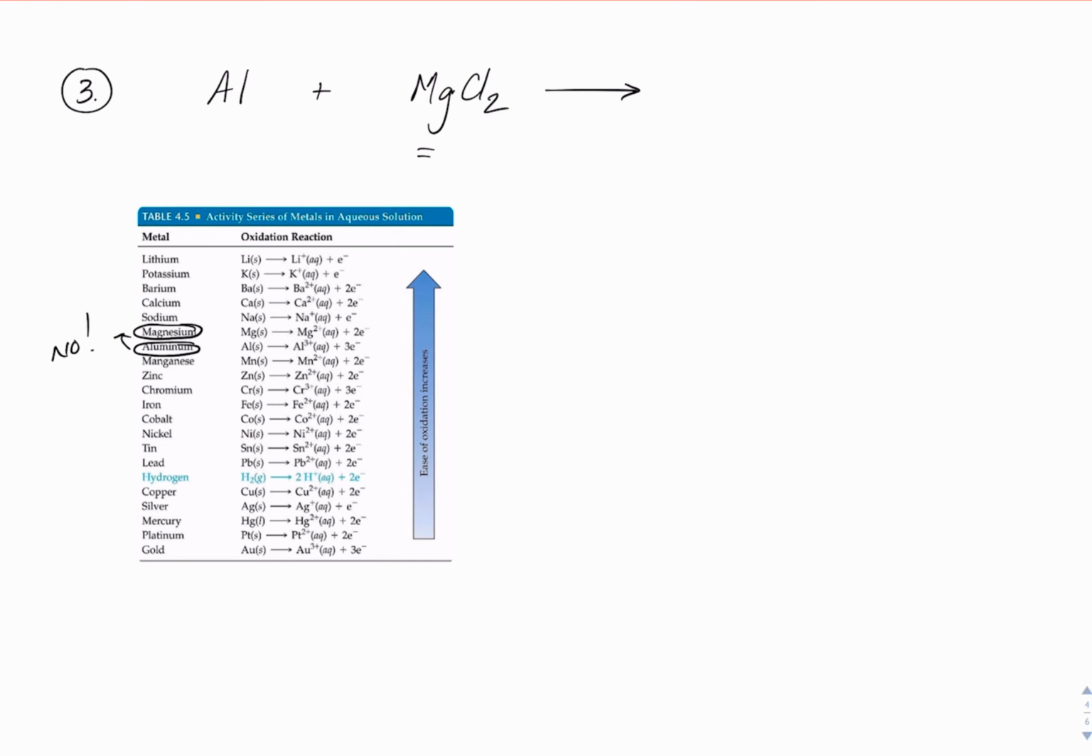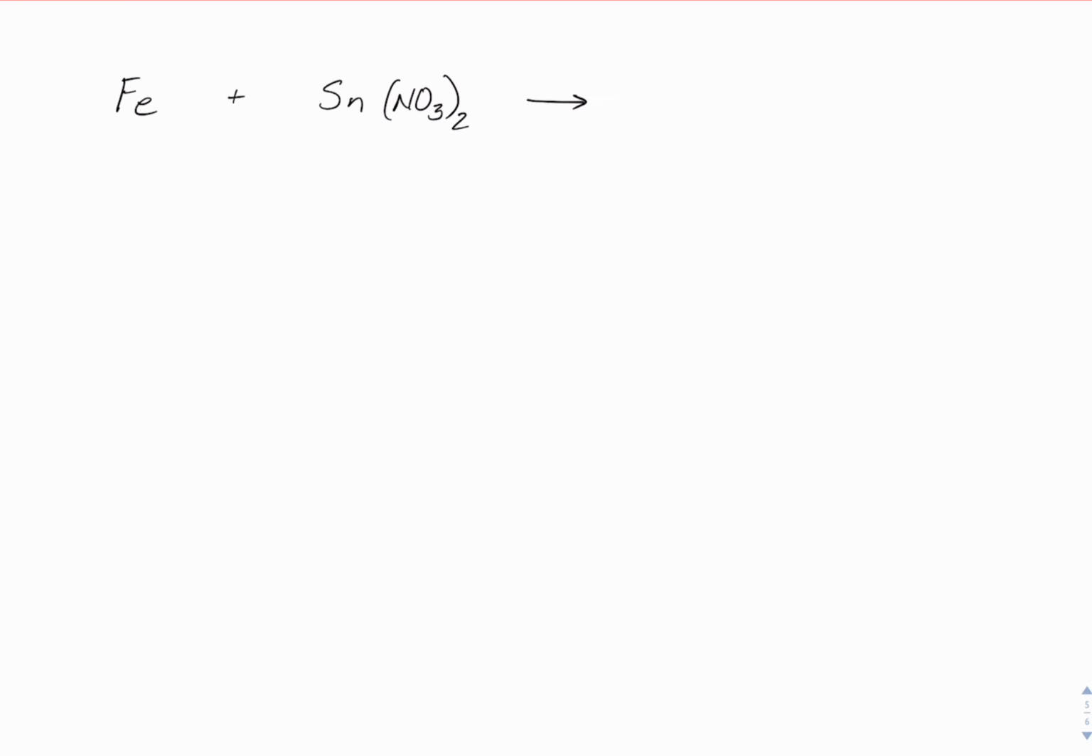So what you would write here is no reaction. There are no products that form. All right, let's try one last one. This one is iron to react with tin II nitrate.